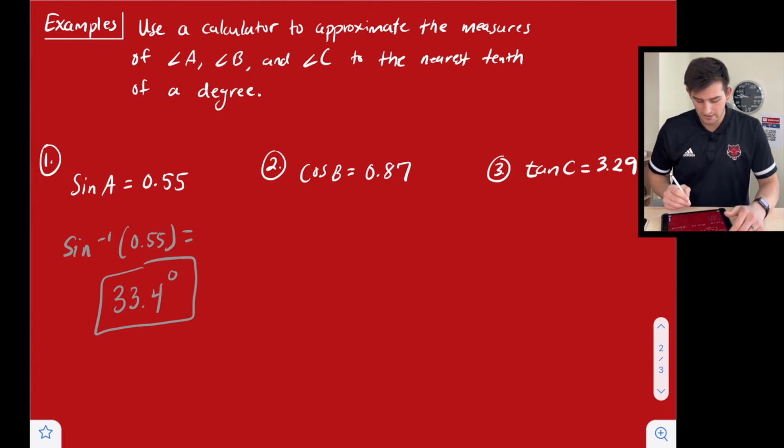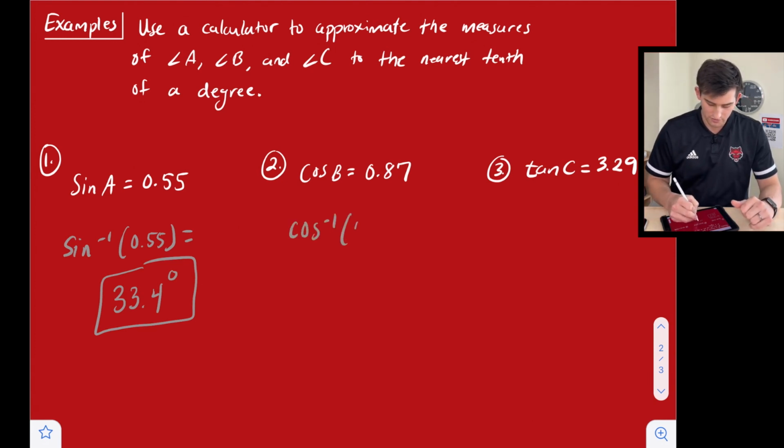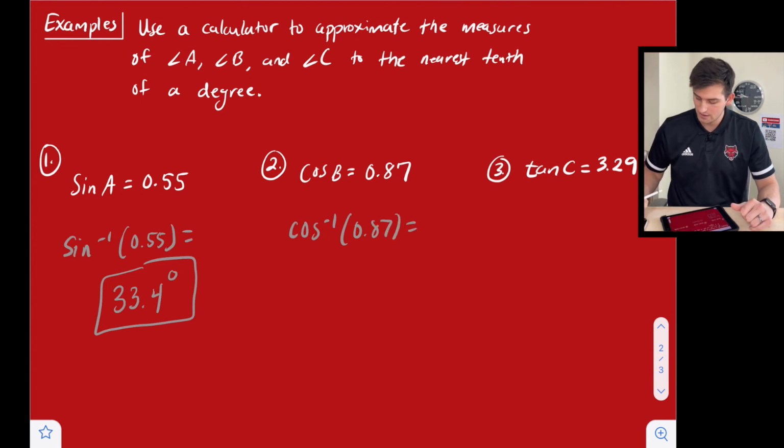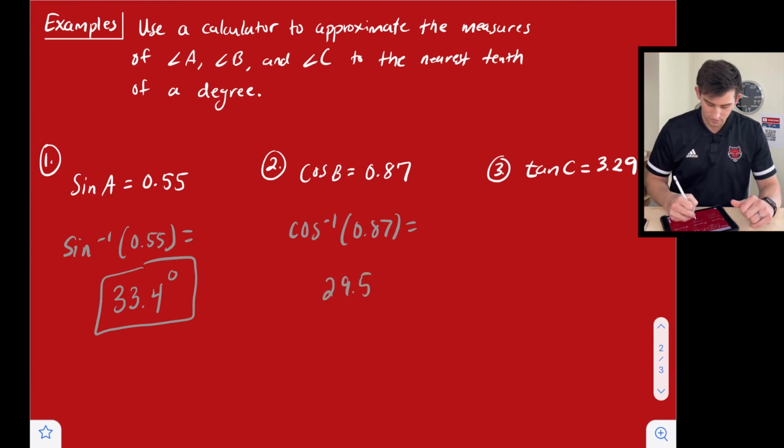Okay. All right, now cosine of B is 0.87. So to find the angle measure, we're going to type in our calculator inverse cosine of 0.87. So we go second cosine, 0.87, we hit enter, and this gives me 29.5, and once again, it's degrees.